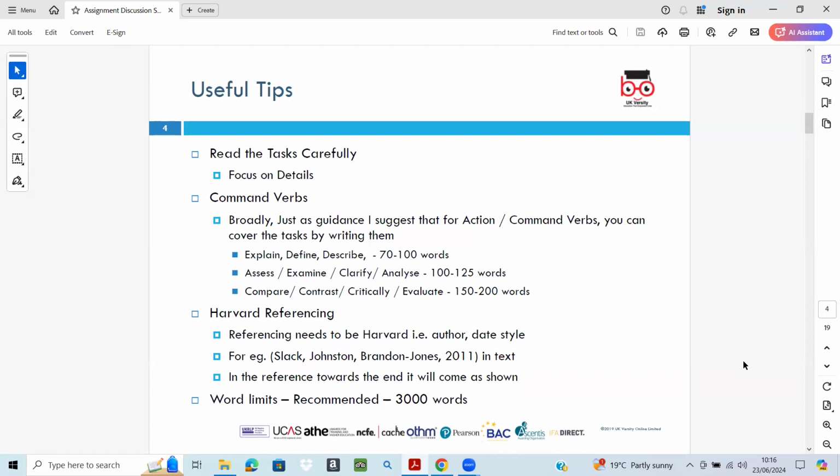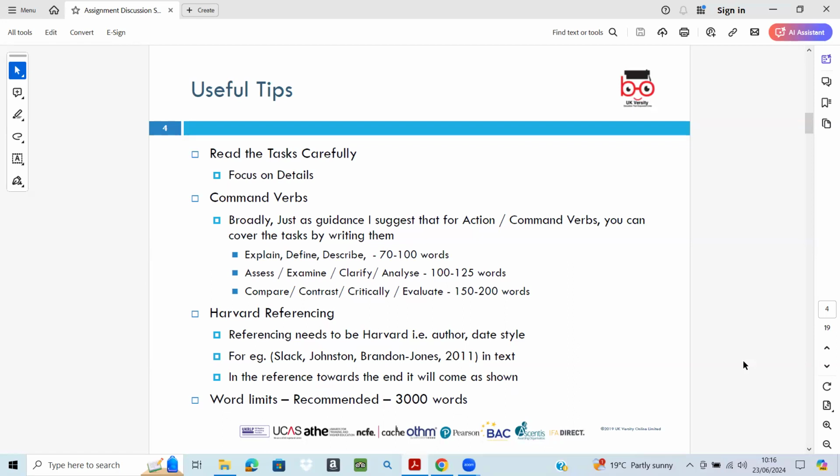Then we have focus on detail. So attention to detail is important in academic writing. We need to ensure that we cover all aspects of the task in depth and provide relevant examples or evidence to support our points. We need to proofread our work, and why we do that, to catch any errors in grammar or formatting.